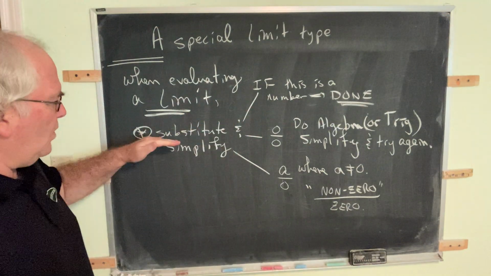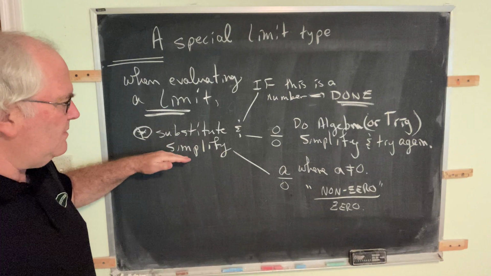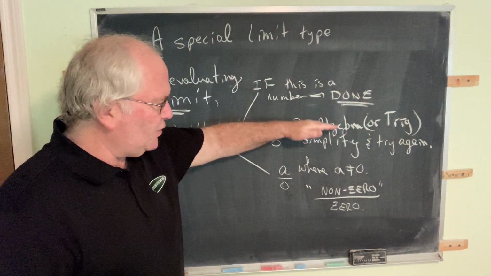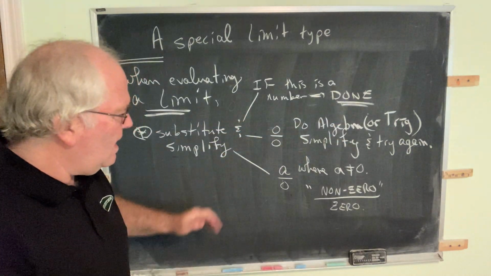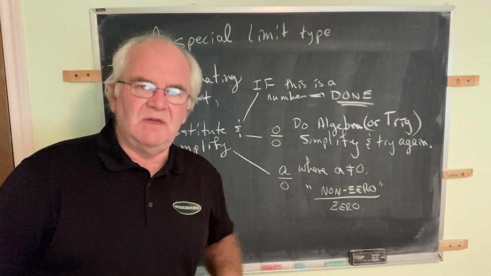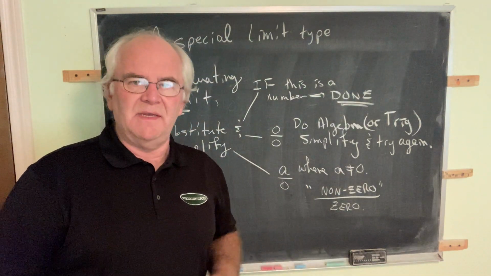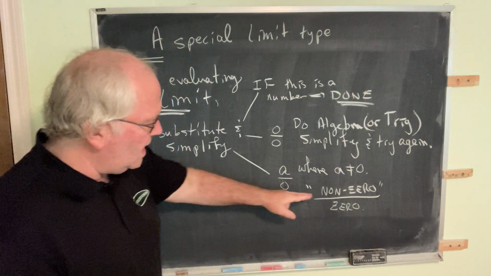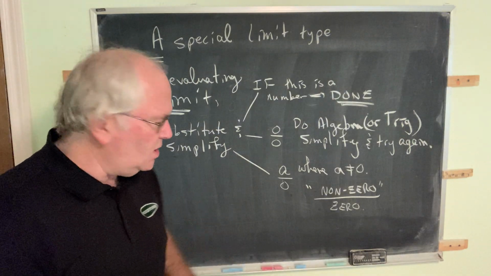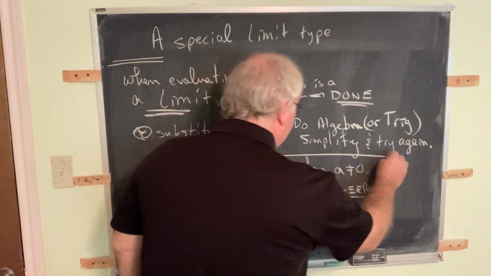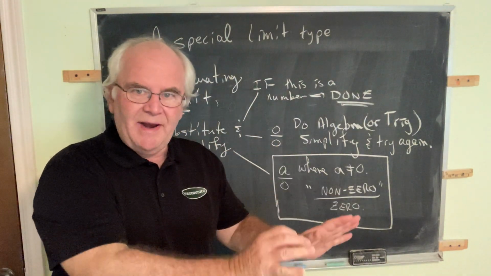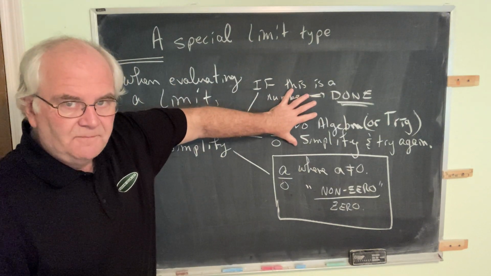So if direct substitution, substitute, simplify, gives an answer, you're done. If you get 0 divided by 0, do some algebra, trigonometry, simplify, try again. But what if direct substitution gives something like 7 divided by 0 or negative 8 divided by 0 or 1 divided by 0? You get a non-zero value divided by 0. We are going to treat this as a special case, separated from all of this work.